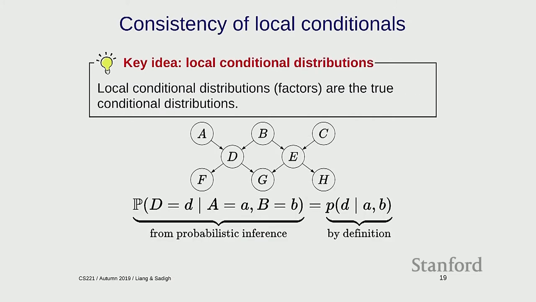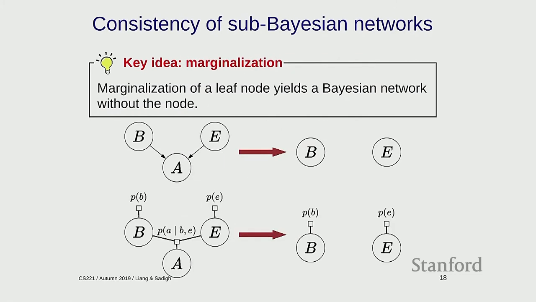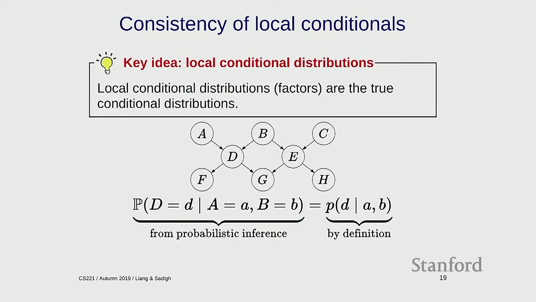Okay, so that's the first property. To summarize, if you marginalize out leaf nodes, you get Bayesian networks by just dropping them from the graph. So the second property is consistency of local conditionals.